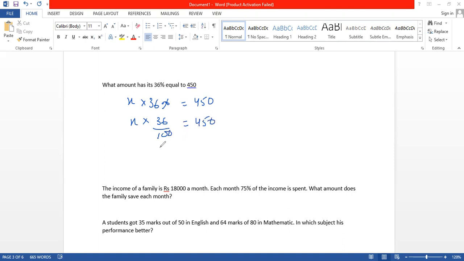This will divide on the other side. So 450 multiplied by 100 divided by 36. So this will give you 1250. Now let's do some practice questions.